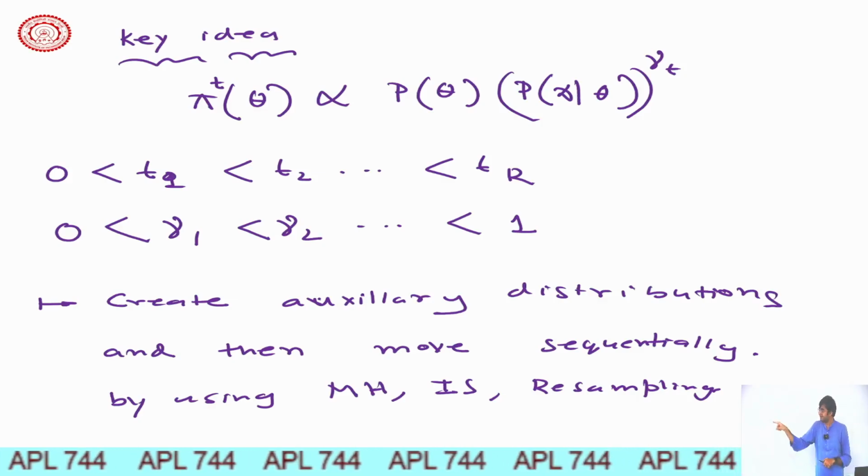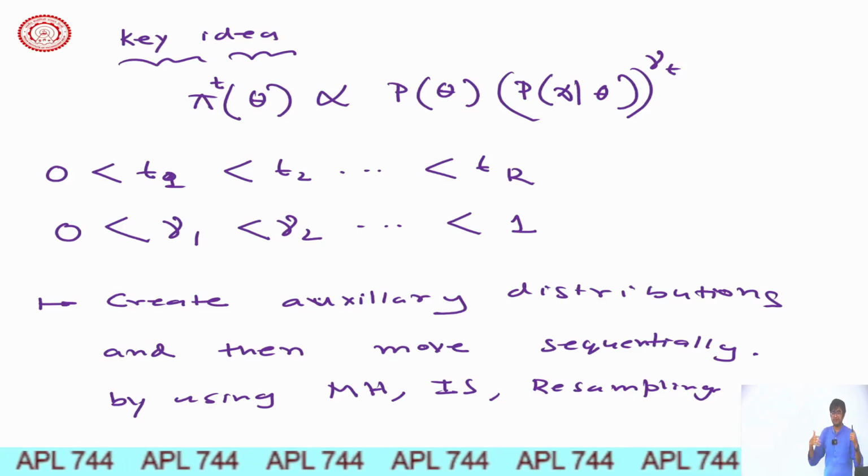The resampling step I have not explained yet. In the resampling step, after some point many of the weights will go to 0. At that stage you have to resample so that again the weights become 1 by n. You don't want weights to go to 0. So that is the resampling step.